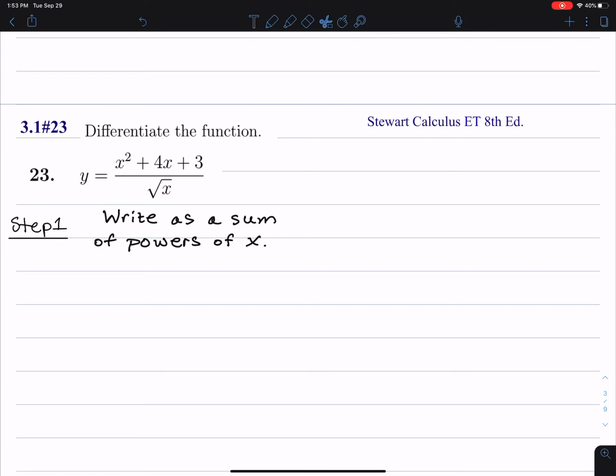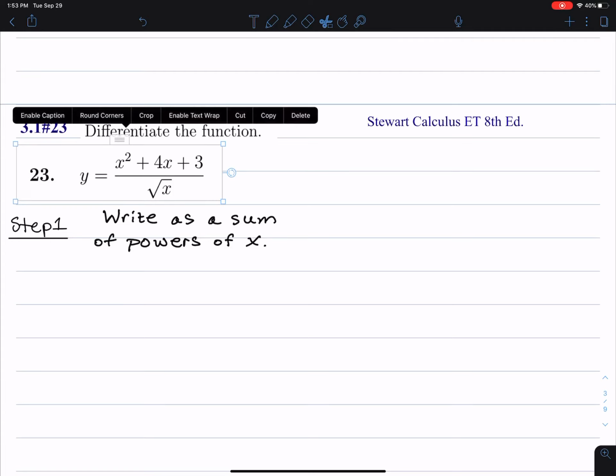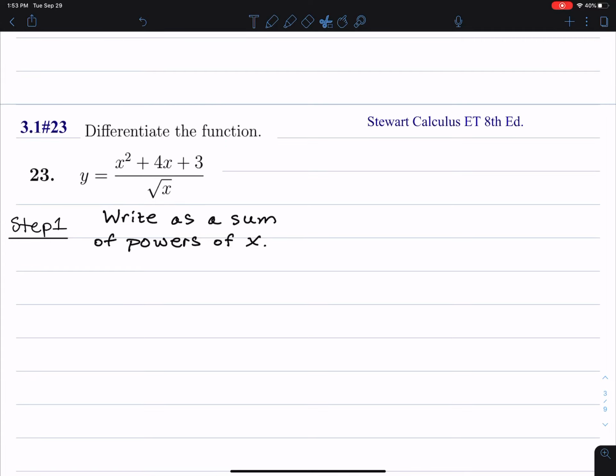Hello. All right, we're going to do a problem from section 3.1, number 23. And what we're supposed to do is differentiate. When I see this, I see a fractional expression, a quotient of two functions, and I think quotient rule. However, in section 3.1, they haven't done the quotient rule. We have a power rule, and that's what we're going to use.